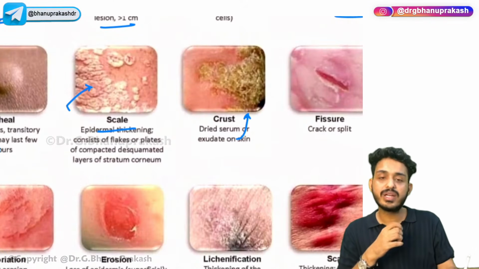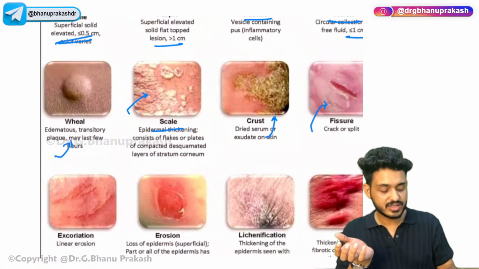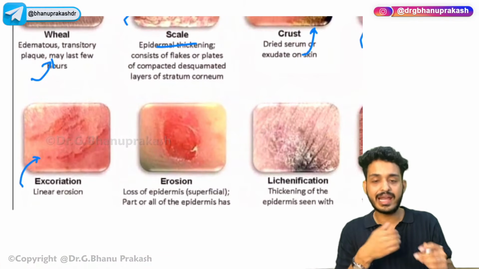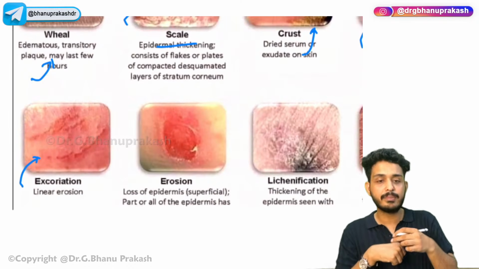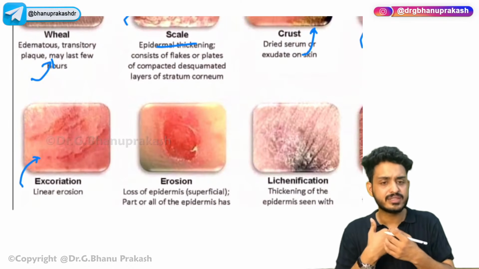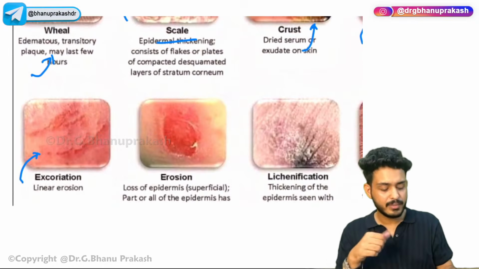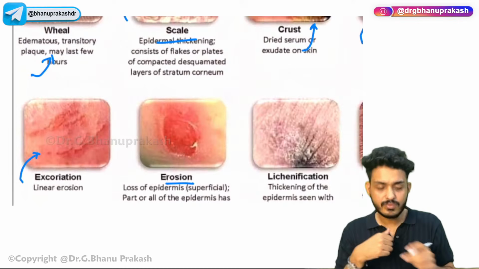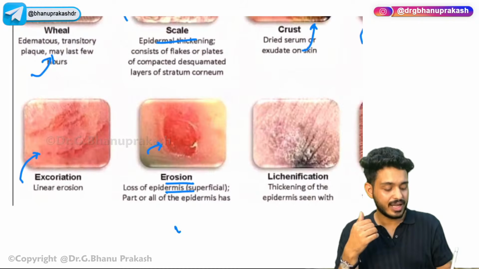Crust, dried up exudate is known as crust. This is a linear crack known as fissure. Okay, this is your fissure. This is an excoriation. Excoriation is what? Basically loss of epidermis, linear loss of epidermis. That is due to nails, maybe due to thorn, maybe due to gravel rush. Multiple things can happen, right? We are having erosion. Erosion is basically loss of epidermis, and I have told you what is ulcer. Ulcer is loss of epidermis plus dermis.